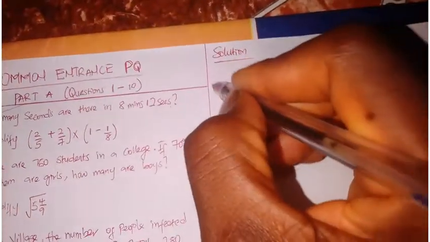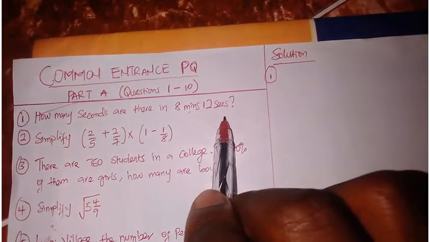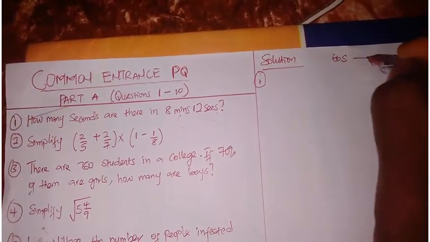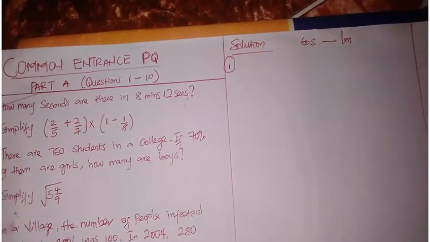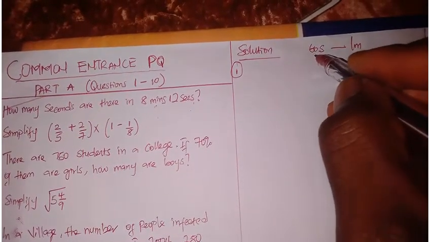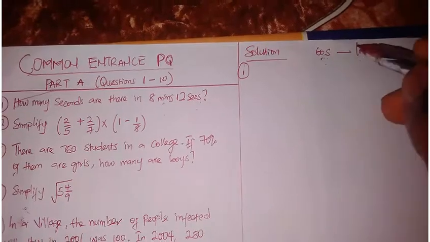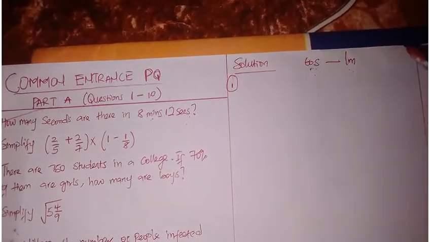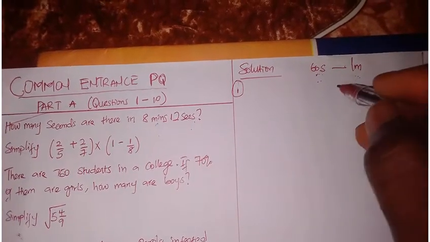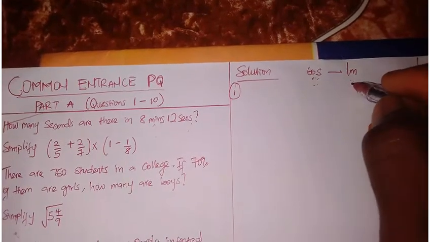So let's see the solution. Number one, 8 minutes 12 seconds. I said we're going to convert this to seconds first before we add it to 12. How do we convert it to seconds? Note, 60 seconds make 1 minute. Since I'm trying to convert from a bigger unit to a smaller one, I'm going to multiply by 60. If I was converting from seconds to minutes, I'd divide by 60.